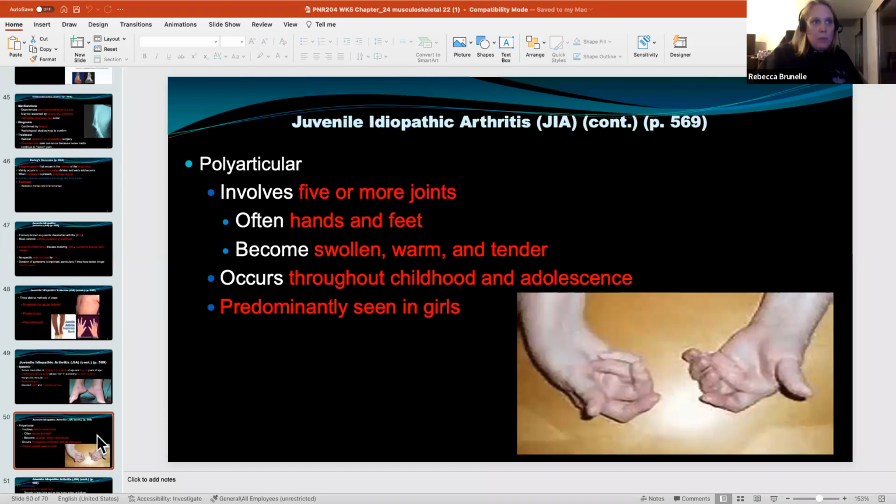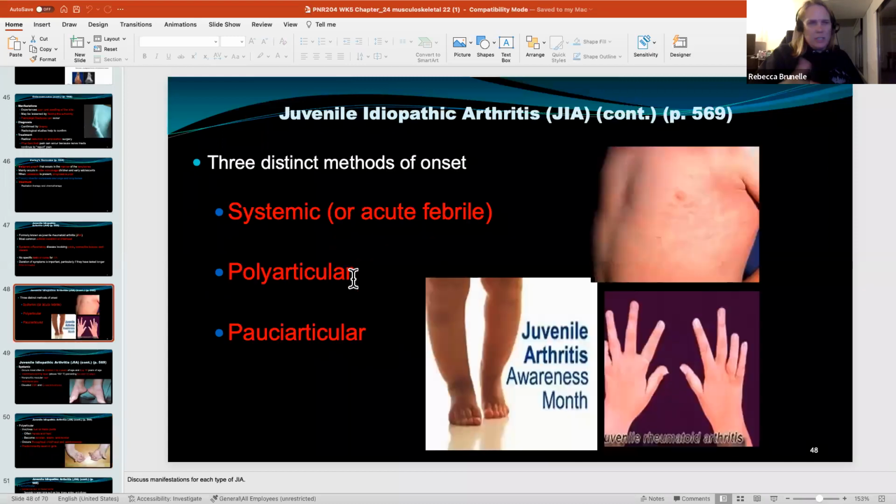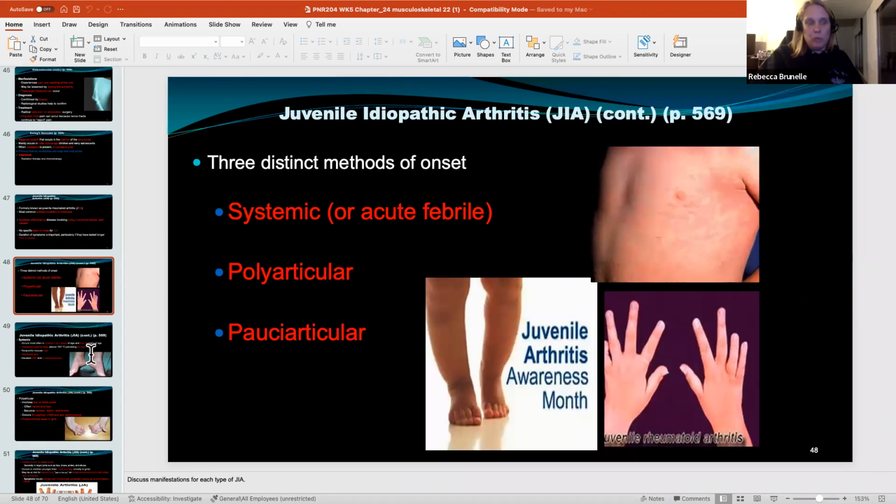And it's broken down into 3 different subcategories. So when there's a high fever associated with it, it's acute febrile or systemic. It's polyarticular if I think it's 4 or more joints involved, and pauciarticular if it's less than 4. It might be 5 though. So it's broken down by, is it associated with acute fever, and the number of joints that are involved.